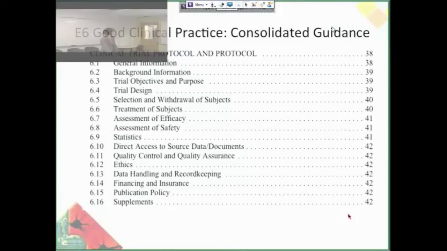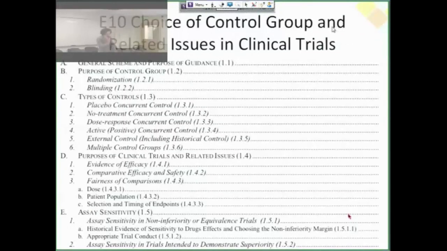Designing the clinical trial, from defining the trial objectives and purpose, and selecting subjects, financing. And there's also another document called Choice of Control Group and Related Issues in Clinical Trials, and this really gets into the details about how you make sure that the clinical trial is designed to give you the highest statistical power and the best results that will show whether or not the device is safe and effective. So it's really important to consult these documents before you start any clinical trials, because you don't want to have to repeat any clinical trials when you go to actually submit your PMA.